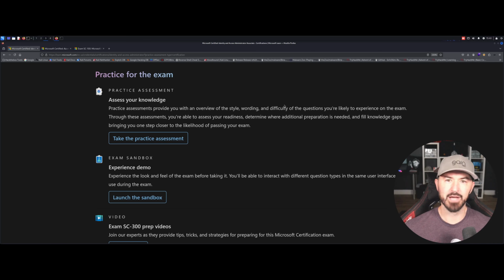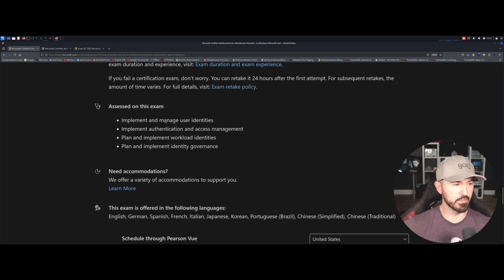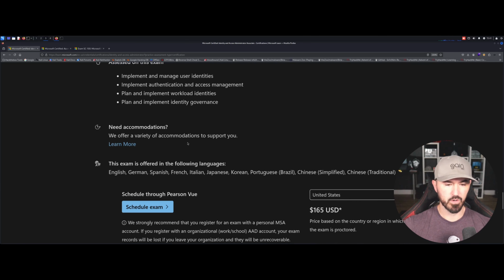I think I said this, or maybe not. I put Azure AD, identity governance, and authentication and access management. So implement and manage user identities. So understanding privileged access management and all the stuff that you need to know for identity. Implement authentication and access management, plan and implement workload identities, and then identity governance, right?